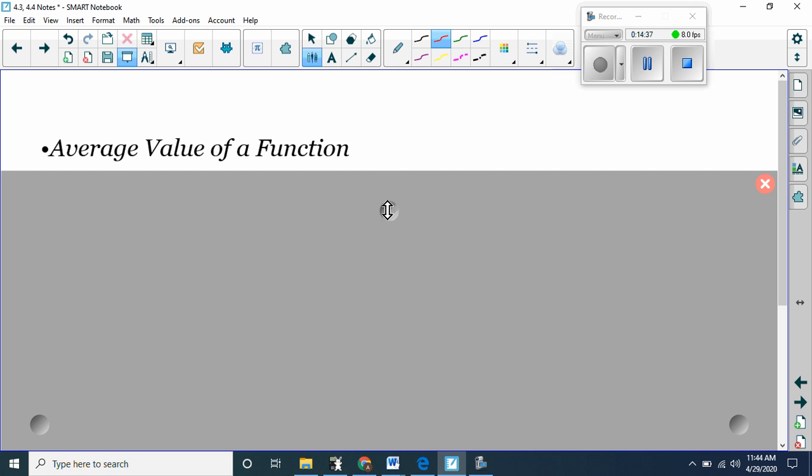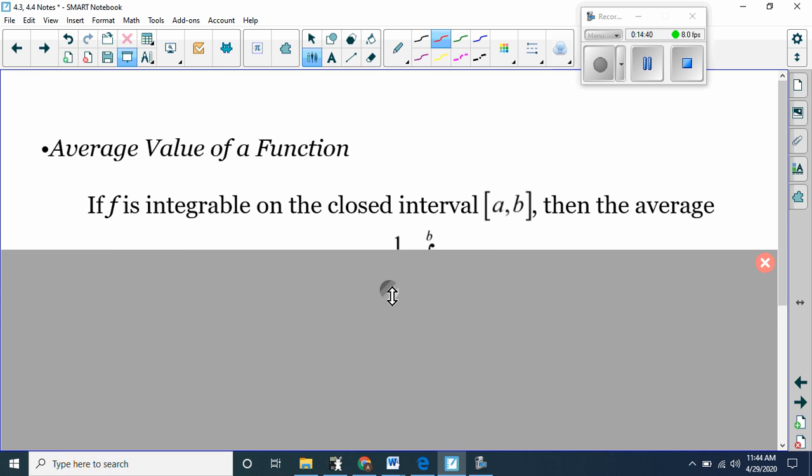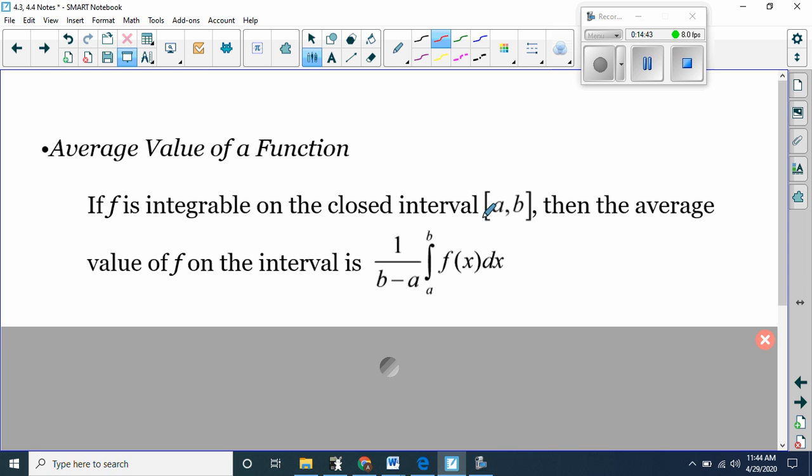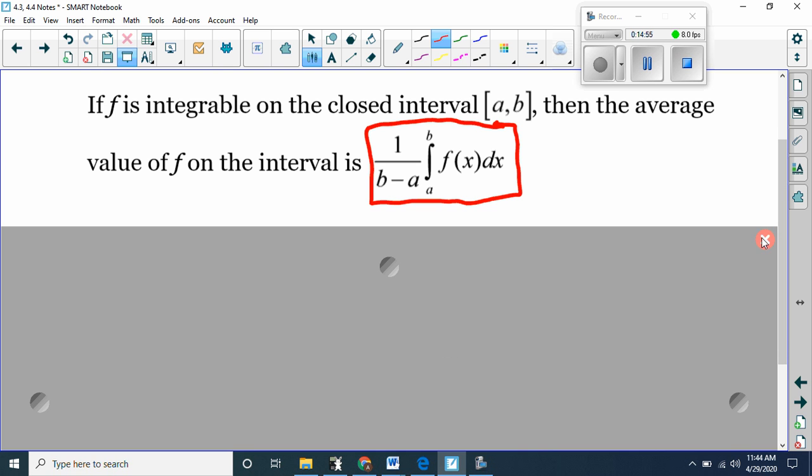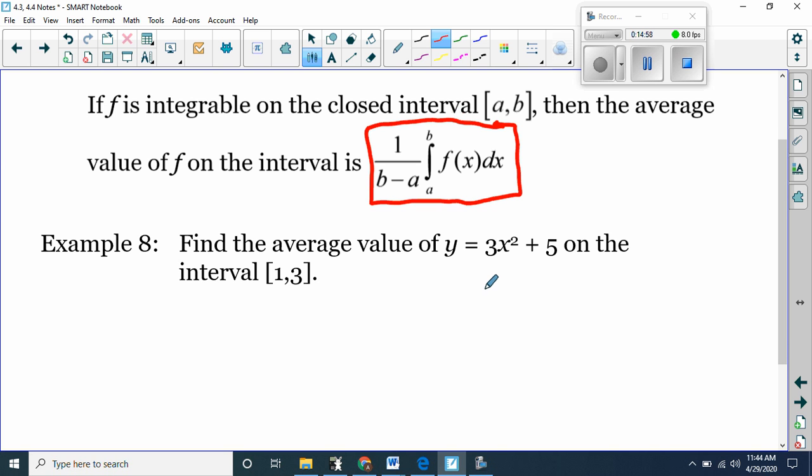A function's average value is given by this formula right here. Average value equals 1 over b minus a times the integral from a to b of f of x dx. So if it asks us to find the average value of 3x squared plus 5 on the interval from 1 to 3, we're going to do 1 over b minus a, 3 minus 1, times the integral from a to b of the function.